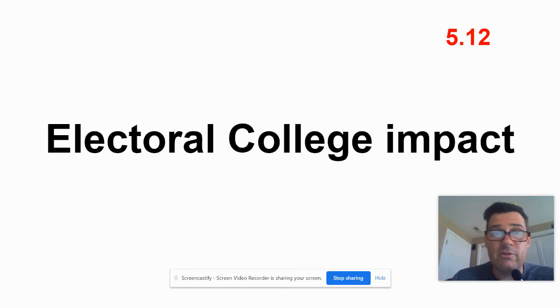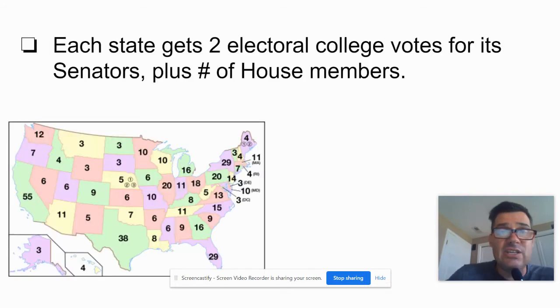All right, so flip over to the backside. Each state, remember, gets 2 electoral votes for its senators, so minimum of 2, plus the number of House members. So the minimum of 2 senators plus 1 minimum House member means that 3 is the guaranteed number every state has. The lowest number a state can have is 3.